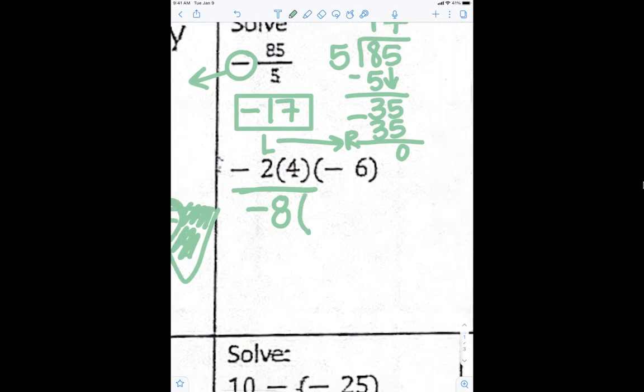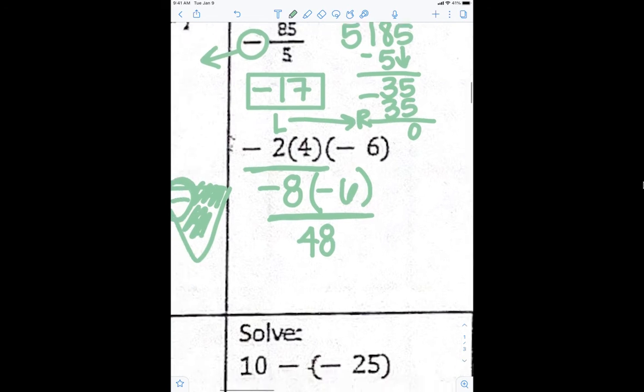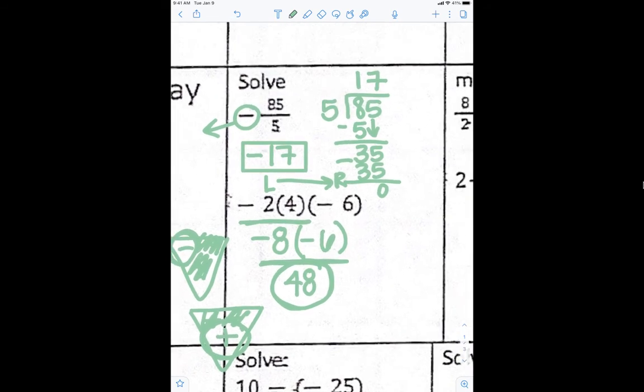Then I'm going to bring down this negative 6. Again, they're squished next to each other, which means they're multiplying. And I'm going to multiply just like normal, pretend the negatives aren't there. And I know 8 times 6 is 48. Using Dorito Man, I know that I've got a negative 8 and a negative 6, so I'm left with positive, so it's going to be positive 48. So that's the first one.